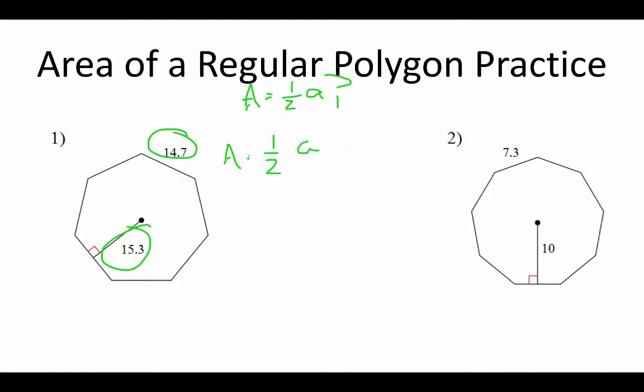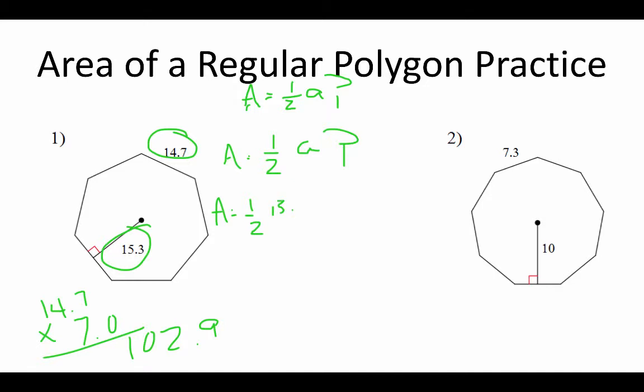So we take 14.7 multiplied by 7.0. Once we do that, we'll have our perimeter, which is 102.9. Now that we have our perimeter, we can go back up to our formula and fill in. Our apothem is 15.3 times 102.9. Now we have to divide that by 2 to get our final answer. So area equals 787.19, and I should actually round that to 787.2 and then units squared. That would be your final answer there.